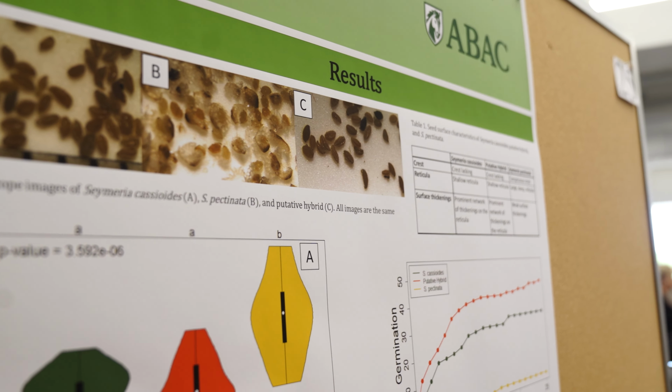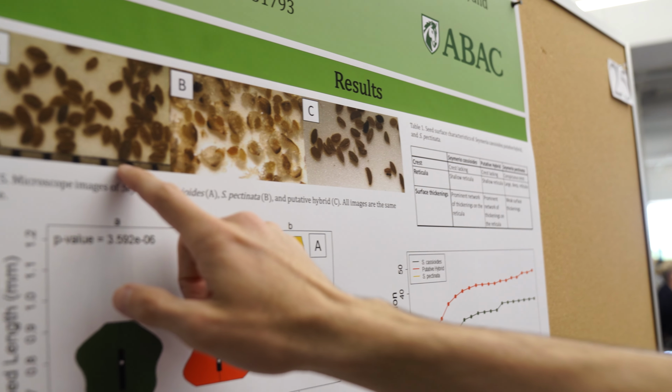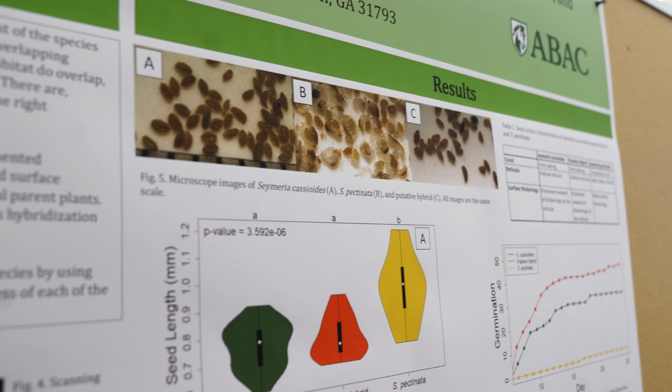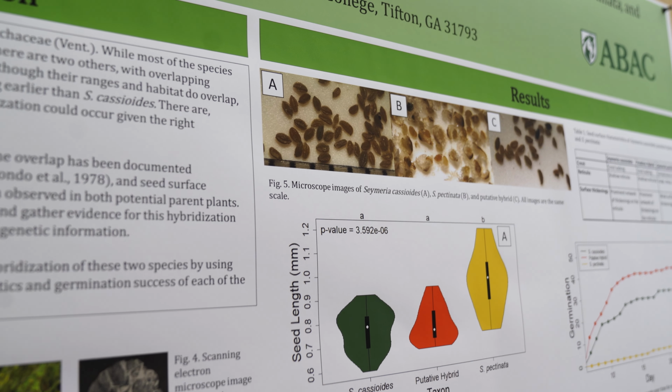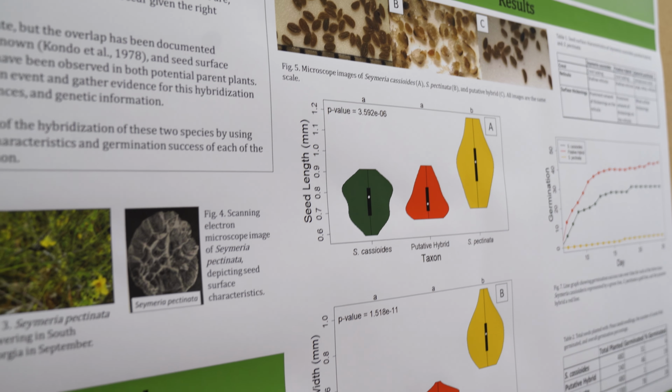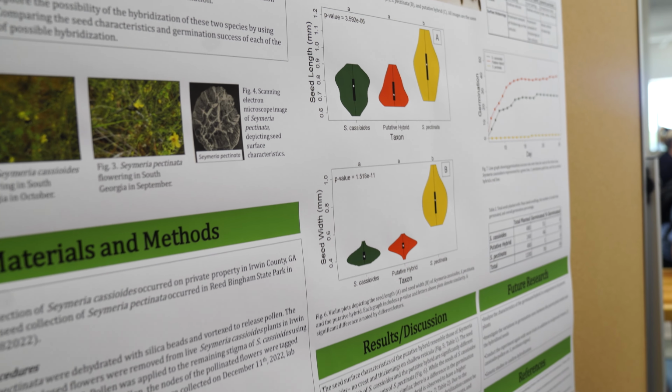When they finally produced seeds, as you can see here, this is Seymeria cassioides, Seymeria pectinata, and the putative hybrid that we were able to produce. And as you can see, physically, the Seymeria cassioides and the hybrid look very similar. So we can see the physical similarities, but we wanted to make sure that there was a true similarity between them.